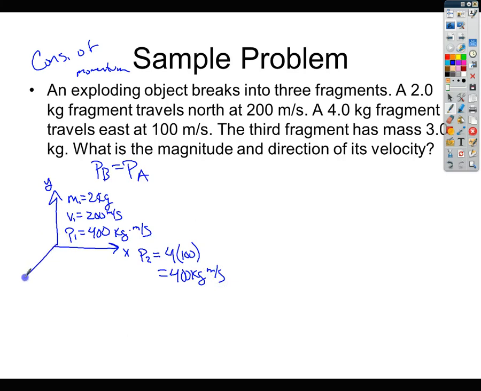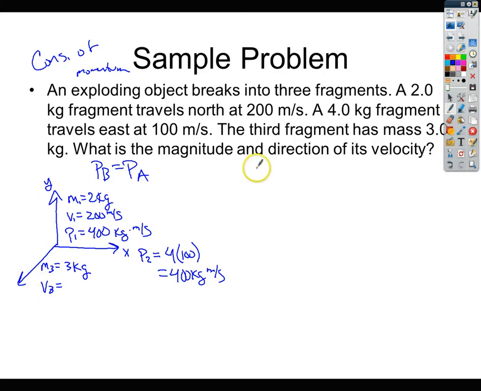Just by observing this, you'll notice that this third projectile, projectile 3, which has a mass equal to 3 kilograms, will have a speed in both directions, in both the x and the y, but it'll be going in a negative y and a negative x in order for momentum to be conserved.